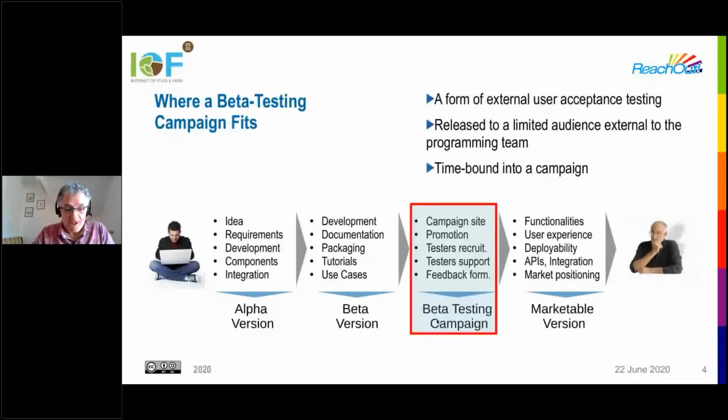While ReachOut was originally designed as a tool for software projects, it can also be used for any kind of user acceptance testing. As we will see in the demonstration, it could be used, of course, in the context of agri-food and IoT.